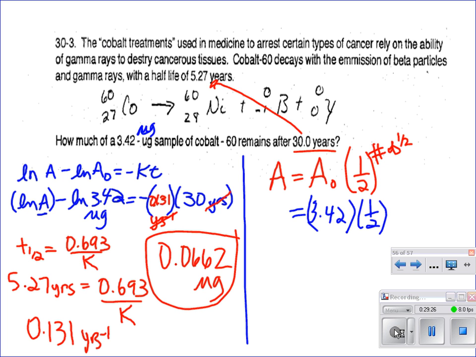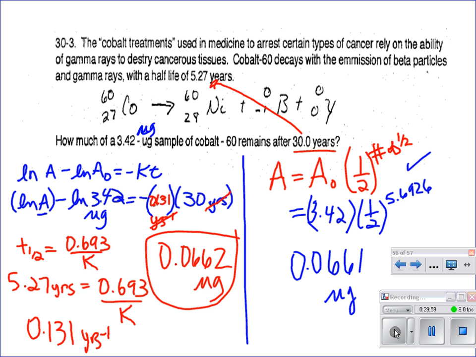Did anyone figure that out yet? How many half-lives? Carry it out a little more. 5.6926. If you solve this, there's going to be a rounding difference, but you're going to get pretty close. What do you get when you solve for it that way? 0.0661. So whichever way you want to do it, you can, but that's a good little equation sometimes to have in your pocket.